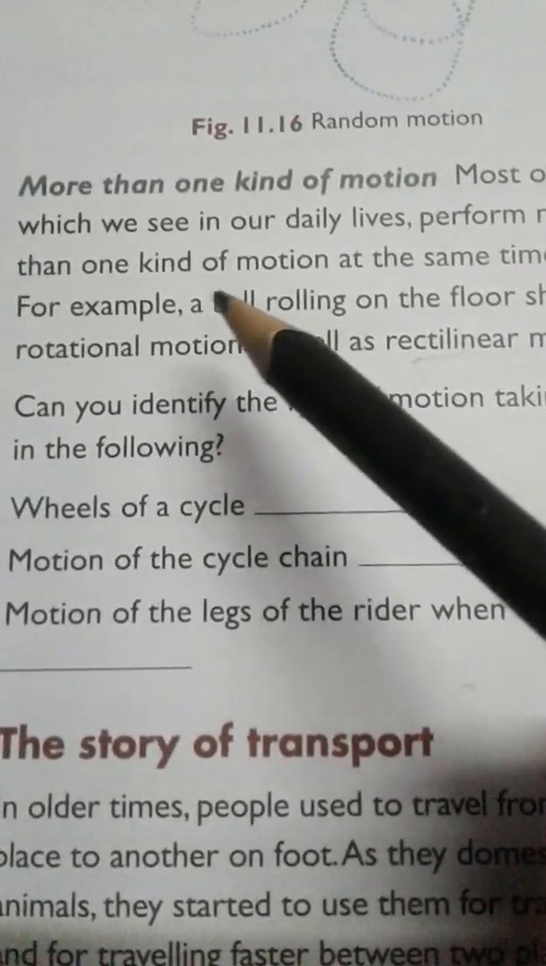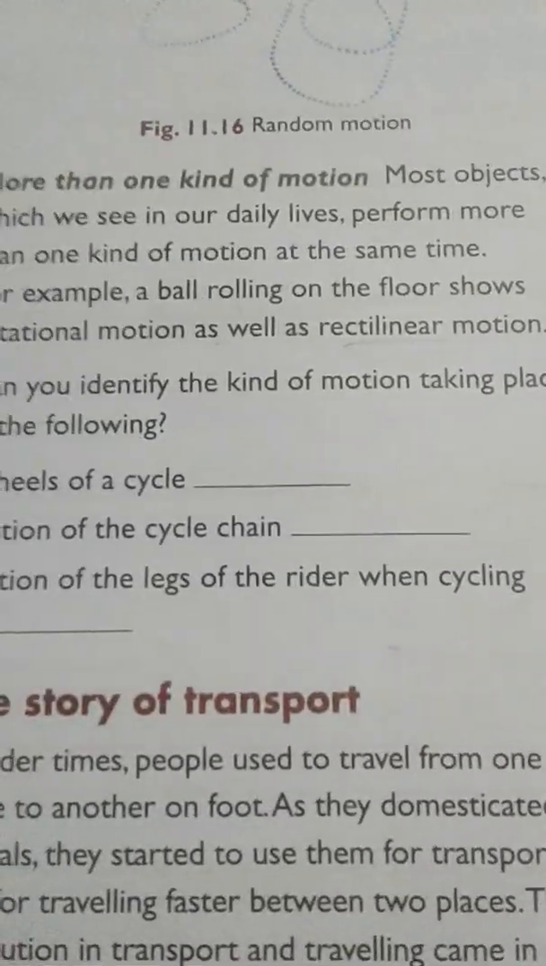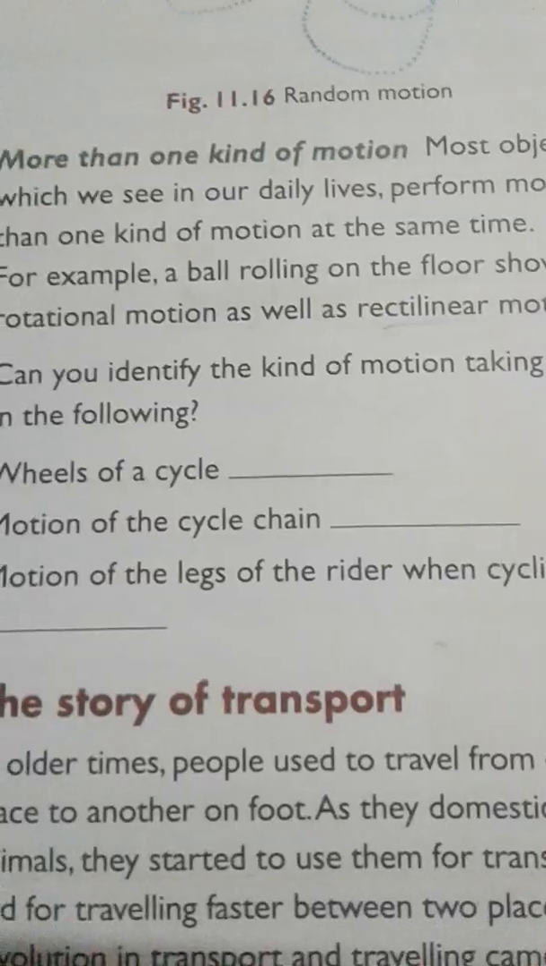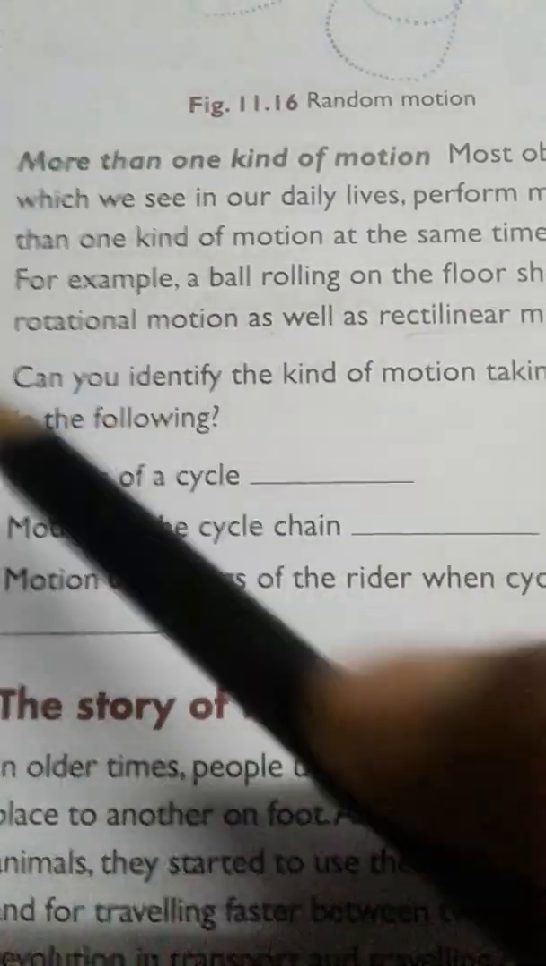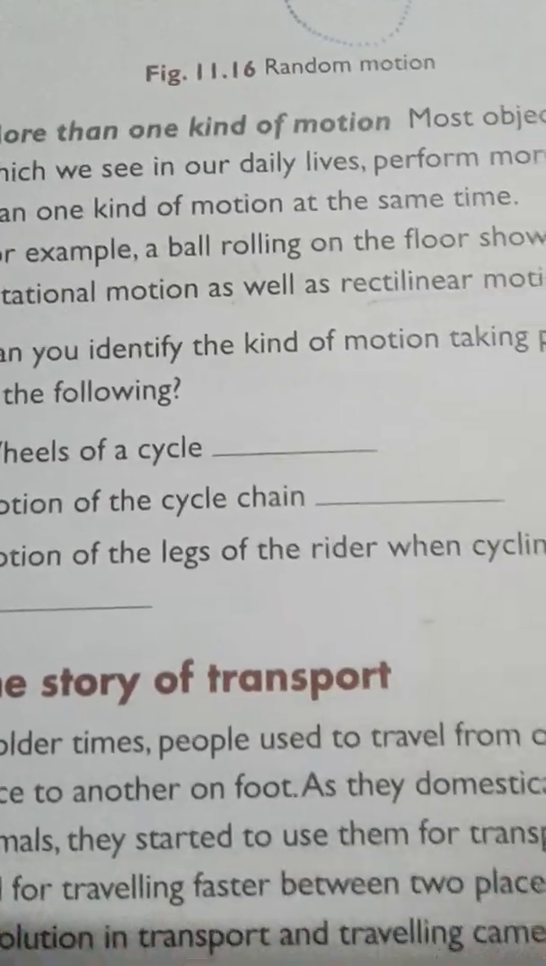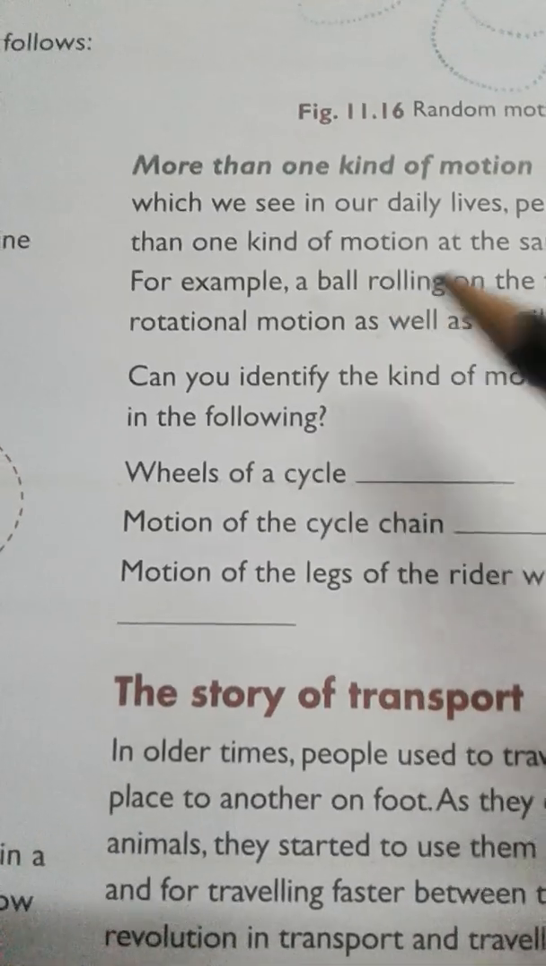Okay. Next is more than one kind of motion. Some examples which we see in our daily life perform more than one kind of motion at the same time. For example, a ball rolling on the floor shows rotational motion as well as rectilinear motion. Okay, a ball may move in rotation or in a straight line also. Okay, so about motion is over here.